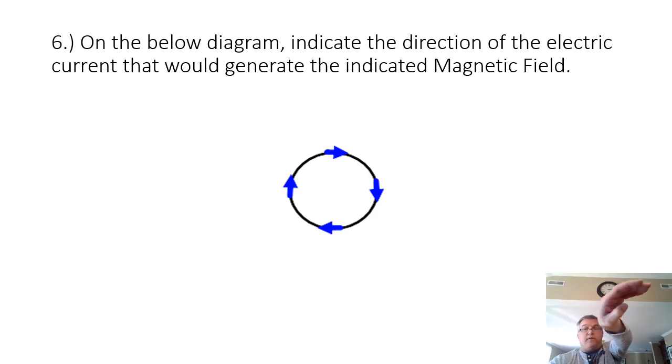So again, if I hold my fingers here and I want to curl my fingers around in a clockwise direction, they're going in the clockwise direction. My thumb is going to give me the direction of the current, and we see that my thumb is pointed toward the screen, right there. So that would be in the negative Z direction, or into the page. So the current is going to be going into the page, or the negative Z direction.